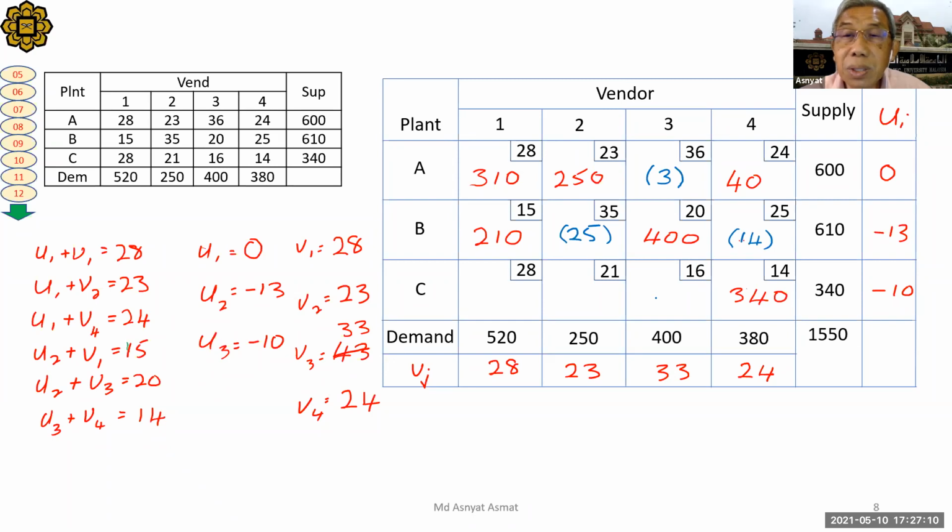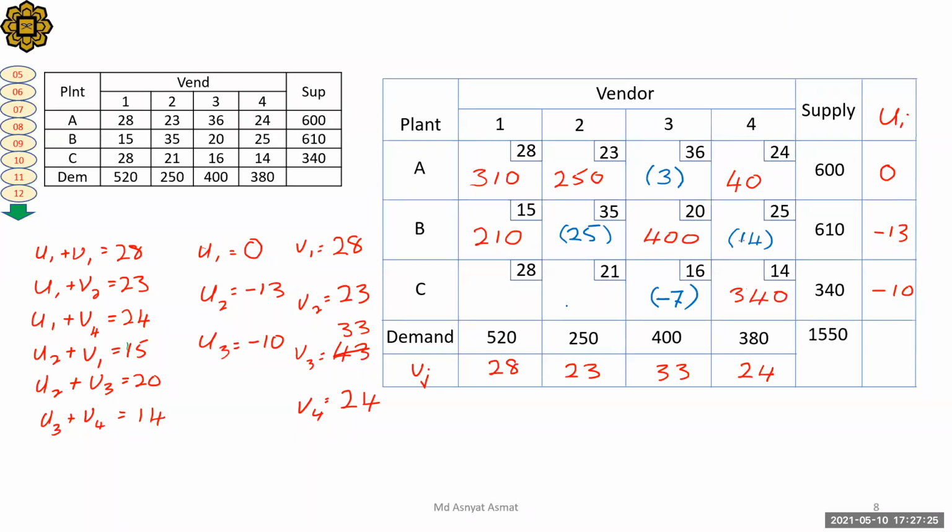Here, 26 minus 10 minus 33. 26 minus 33 is negative 7. Yes. Okay, back to C1, 10. 21 minus negative 10, minus 23. Negative 8. 8, right?